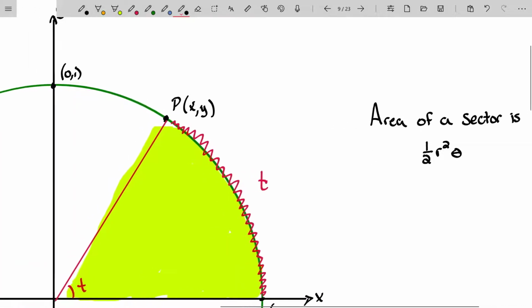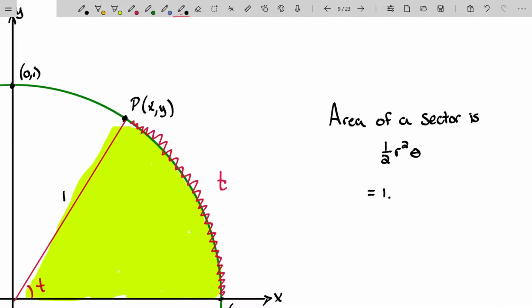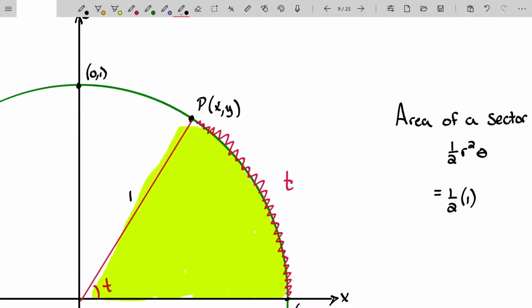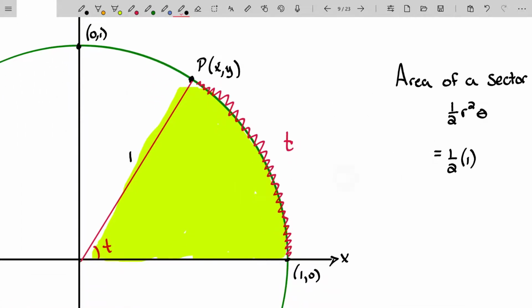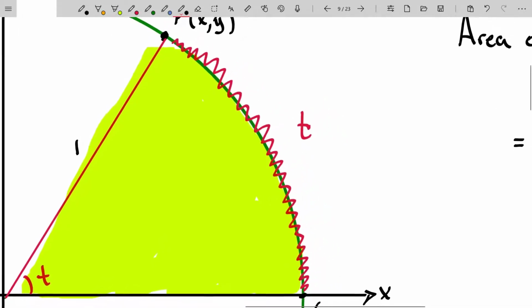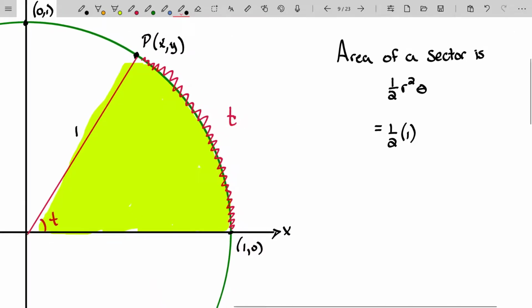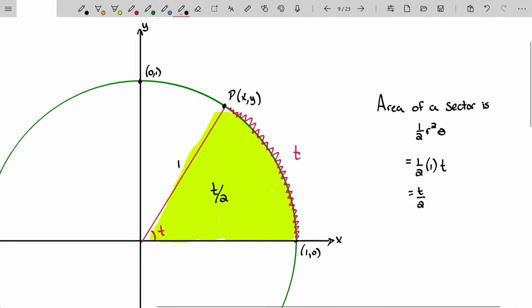Now the radius of a unit circle is 1. So this is going to equal 1/2 times 1. And the angle on the unit circle equals the arc length that you're cutting out. It's basically the arc length subtended by that angle. And so the arc length being cut out is t. And so the area of that sector is t over 2.